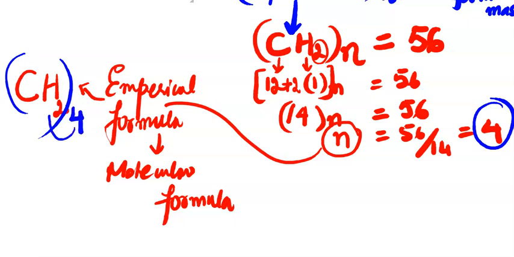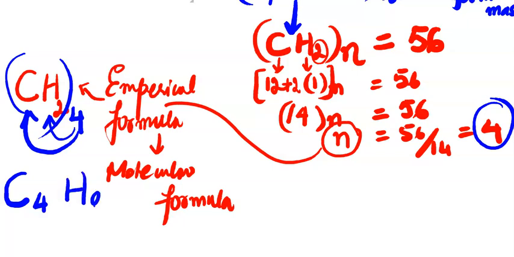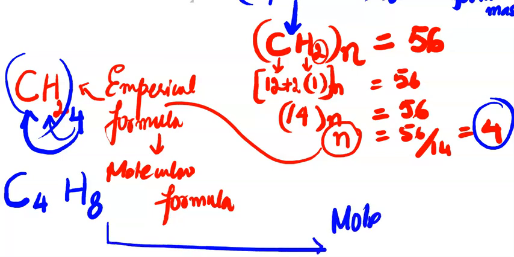It means 4 is multiplied with 2, 4 is multiplied with 1 carbon. So we get a formula that is C4H8. Now this formula is a molecular formula. So through empirical formula we work out a molecular formula.